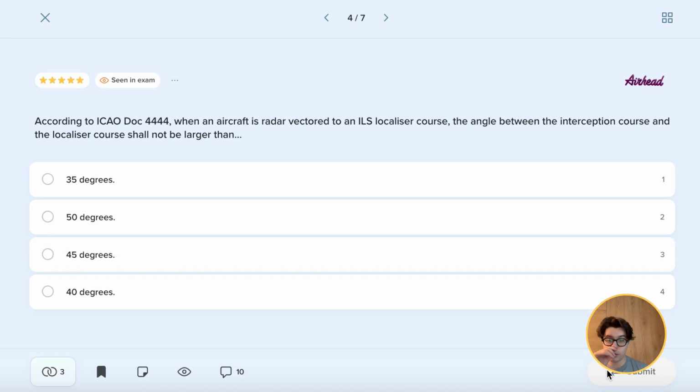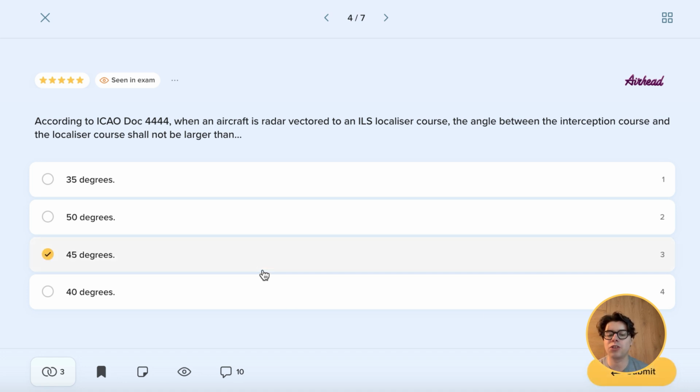So going back to the question bank, so now going into question number 4. According to ICAO Doc 4444, which is our ATC Bible now, when an aircraft is radar vectored to an ILS localizer course, the angle between the interception course and the localizer course should not be larger than. So, of course, this is a question that is relatively specific, but you need to know 2 different numbers for these questions.